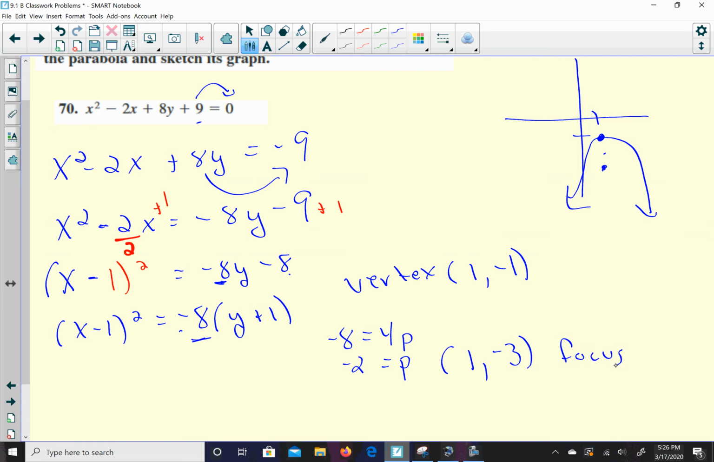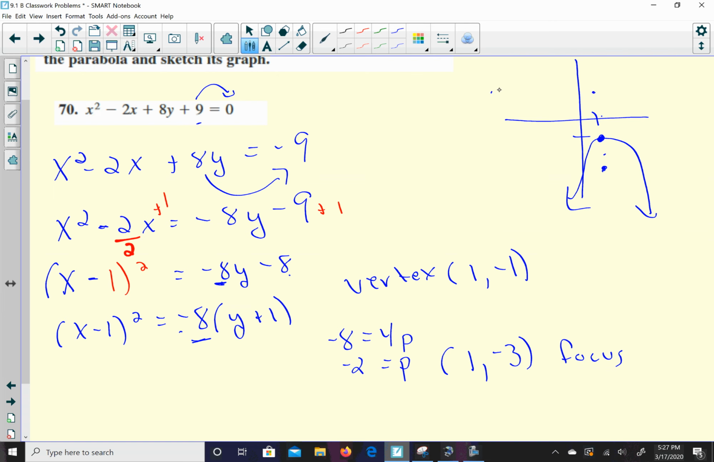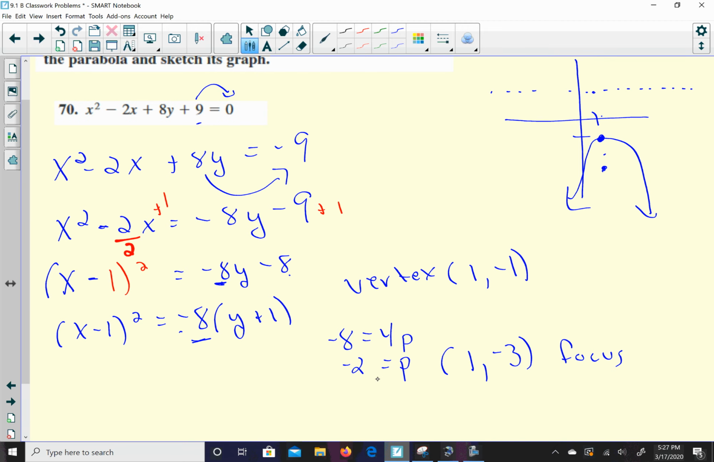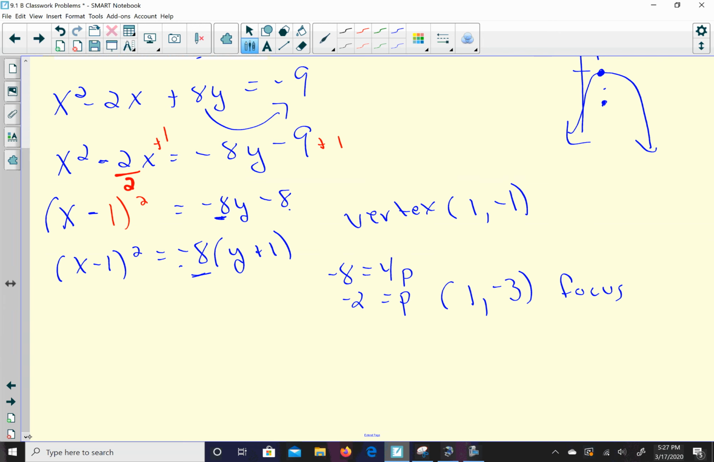The last thing I need is the directrix. Remember, the directrix goes 2 units in the opposite direction. So I'm going to start here and I'm going to go up 2. And that's going to be a horizontal line, so it does not touch the parabola. So that's going to be y is equal to 1, and that's the directrix. And how I got that is I went back up to this -1 and I added 2, and that's how I get y is equal to 1.